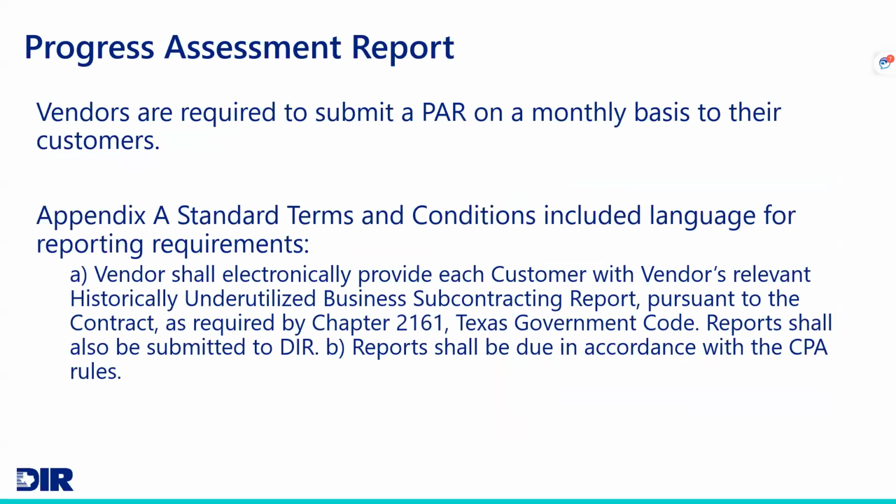There is wording in the DIR terms and conditions, which is the Appendix A, that vendors should be aware of, that they do need to follow certain reporting requirements to all of our customers. Whether you're higher ed or a state agency or a local gov, they should be submitting that PAR report to you. That typically comes at invoice time. So vendors are required to provide a monthly PAR report to you.